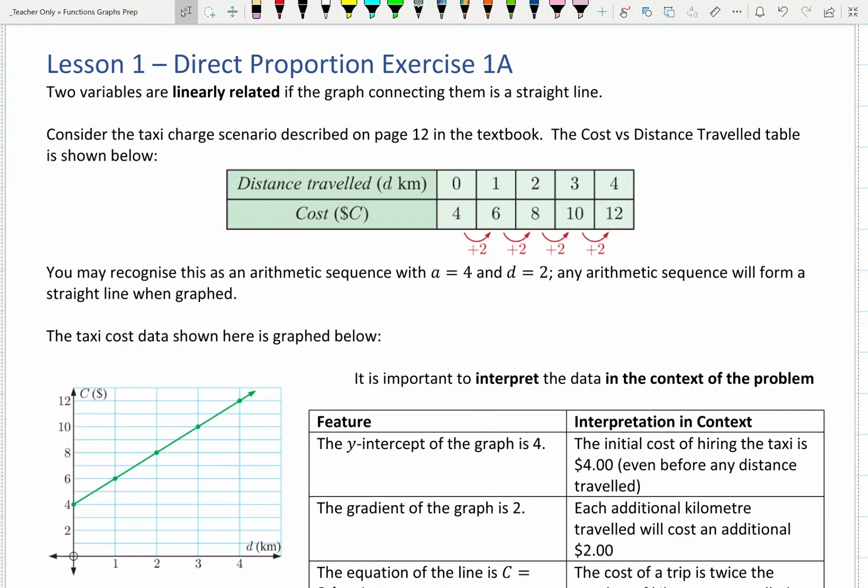Good morning and welcome to our first lesson on our functions and graphs topics. The first topic that we're having a look at is this idea of direct proportion.